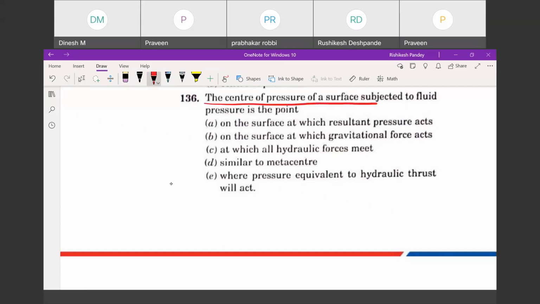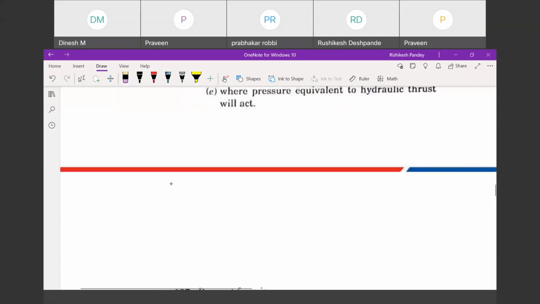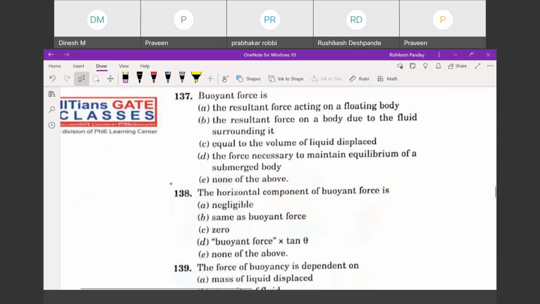Yes, center of pressure of a surface subjected to fluid pressure is a point on the surface at which the resultant pressure acts. Center of pressure is the point where the resultant pressure acts. Okay, so A is the answer. Buoyant force. Yes, equal to the volume of liquid displaced.